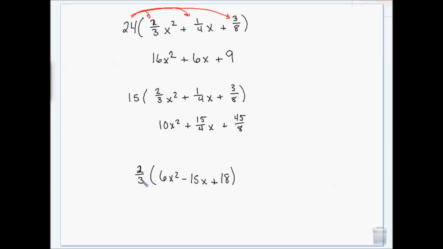Okay, 3 goes into 6 twice. 2 times 2 is 4. 3 goes into 15 5 times. 5 times 2 is 10. And 3 goes into 18 6 times. 6 times 2 is 12. So it's the same idea, except you're dividing by 3 each time.